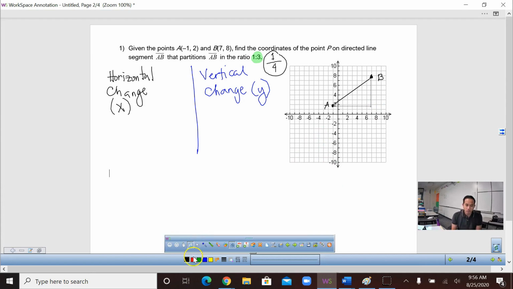So what will be our formula to get the horizontal change? We start with the ratio given. Sorry about that, I have to change that.